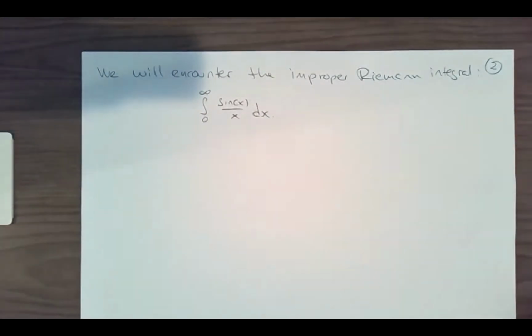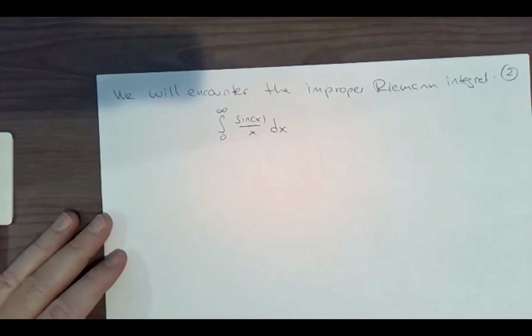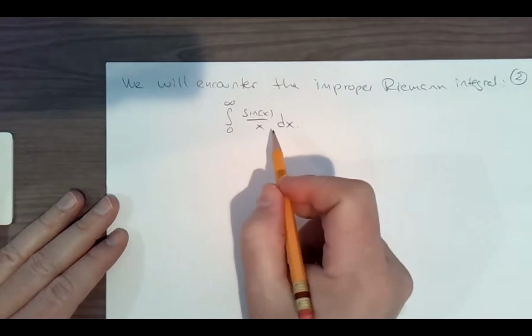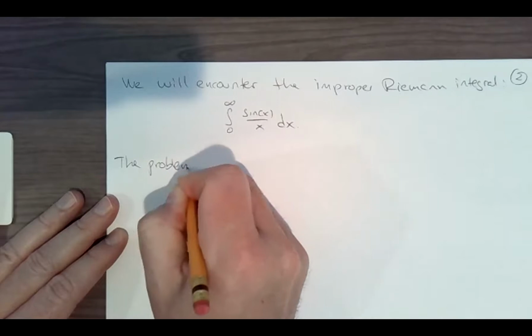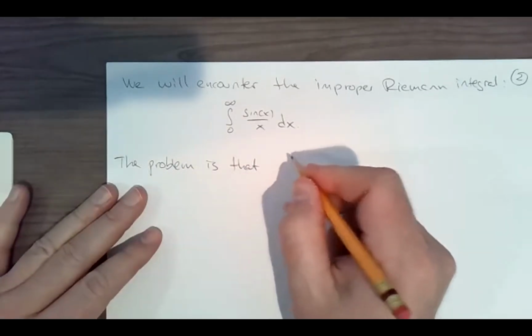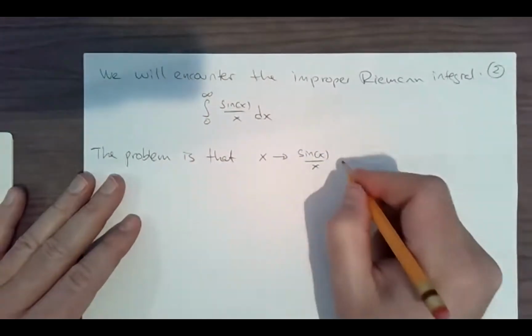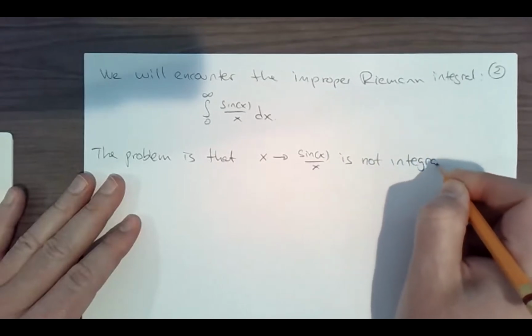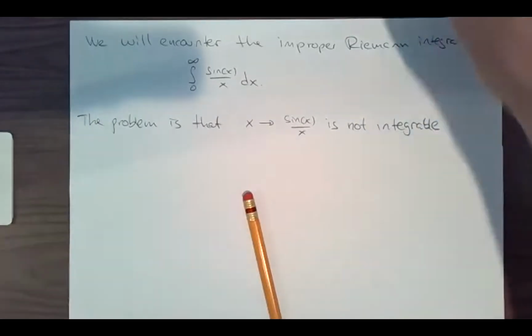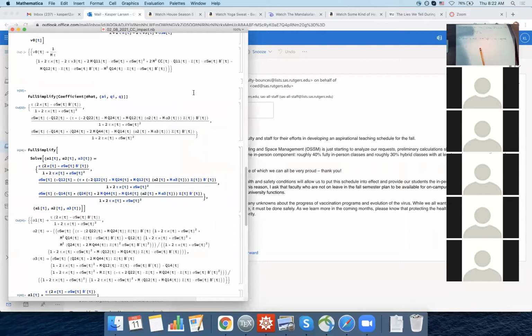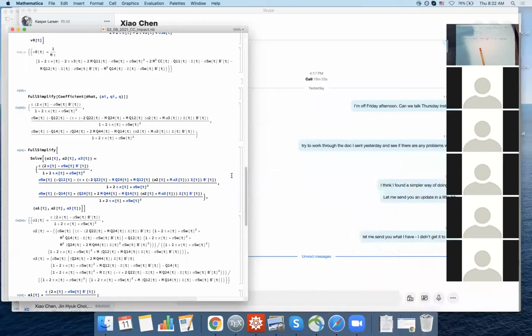Here it says improper, and one key thing is that this object is not integrable. The function that maps x into sine x over x is not integrable. Maybe I can show you a picture on Mathematica and we can have a look there. Let me get a new file for Mathematica.